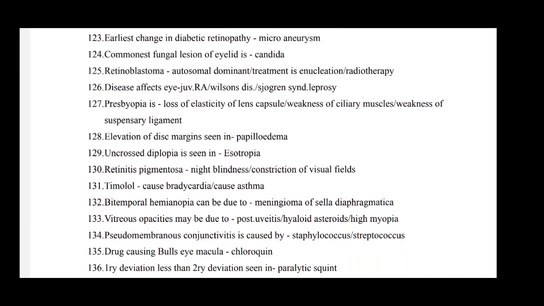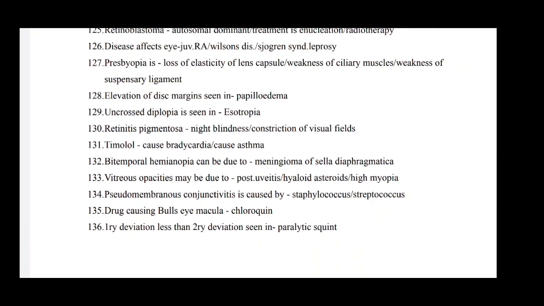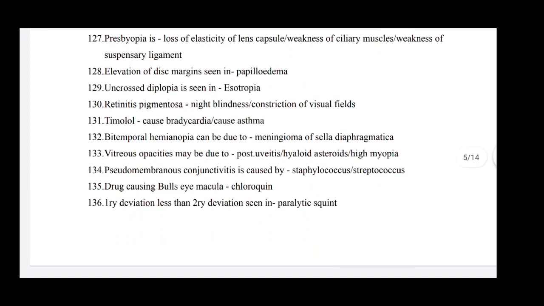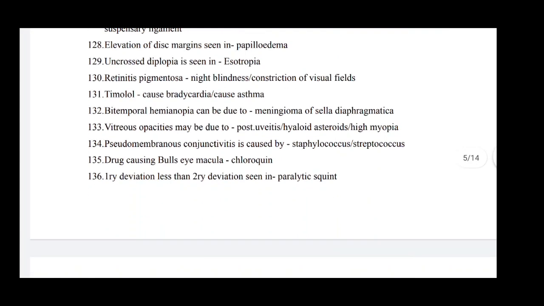Presbyopia is loss of elasticity of the lens capsule, weakness of ciliary muscles, and weakness of the suspensory ligament. It is mostly present in those aged more than 40 years. Elevation of disc margins is seen in papilledema. Uncrossed diplopia is seen in exotropia. Retinitis pigmentosa causes night blindness and constriction of the visual field. Timolol causes bradycardia and asthma.